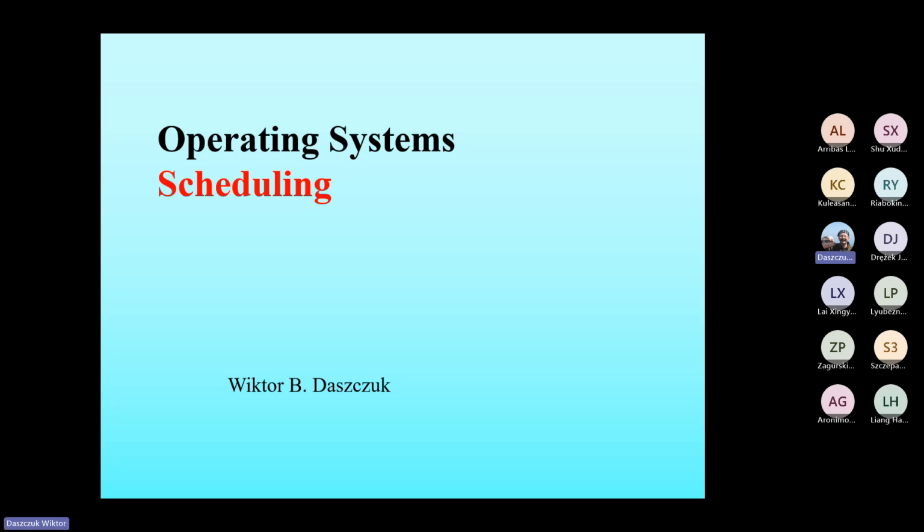So I will try to explain to you which manners of scheduling are responsible for which levels of abstraction in an operating system. It's important, and you cannot find it in the books.